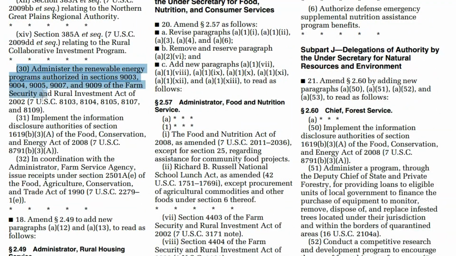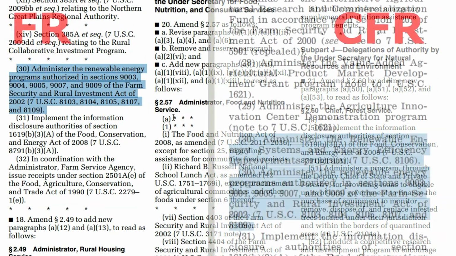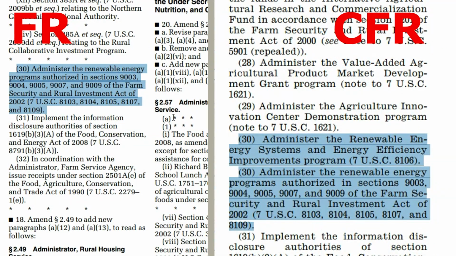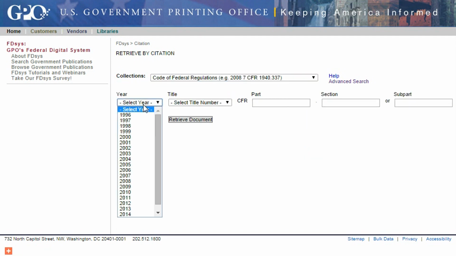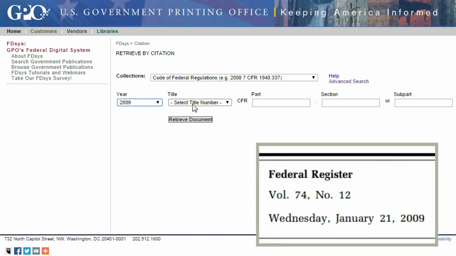Compare the agency instruction to the CFR material. The CFR should reflect the instruction in the FR. To cross-check its application, you can pull up the annual edition of the CFR as it existed before the publication date of your FR document.